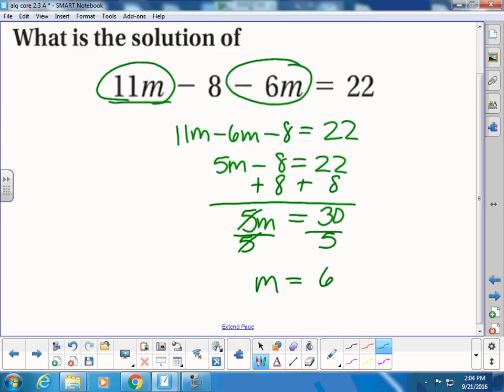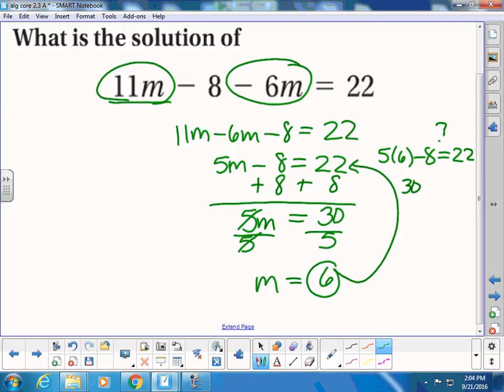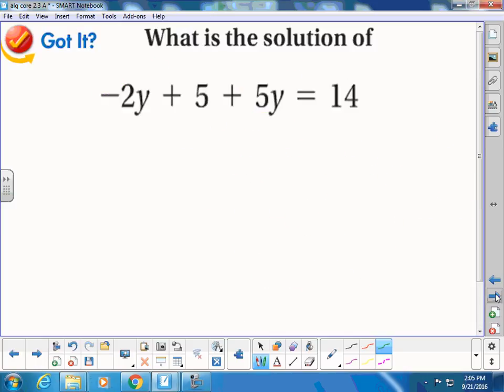Check it. We plug it back in. I'm actually going to plug it into this one, our slightly simplified version, because we've already combined the like terms. So I'm going to put 5 times 6 minus 8. The question is, is that 22? 5 times 6 is 30 minus 8. Is that 22? 22 is 22. So our check worked. That means the 6 was right. Here again, I want you to try this one, come up with a solution, and we'll check it when we check your notes.